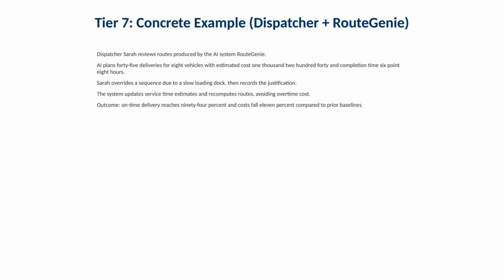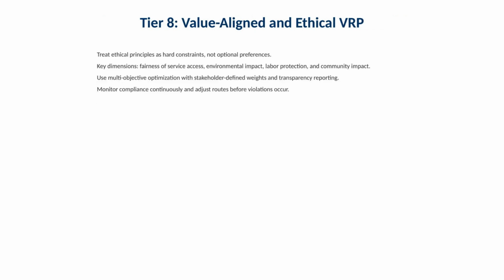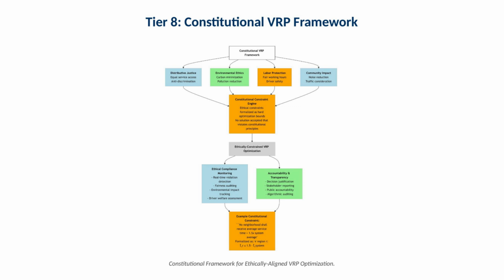reducing costs by 11%. Tier 8 embeds ethical principles into routing decisions as explicit constraints. The point is to avoid trading fairness, environmental stewardship, labor safety, or community impact for small cost savings. By making ethical metrics measurable and enforceable, the routing system can remain aligned with stakeholder values and regulatory expectations. This figure presents a constitutional framework that constrains routing decisions. It emphasizes that ethical guidelines are not afterthoughts. They are encoded into the optimization process so that the system only proposes routes that meet the agreed principles.